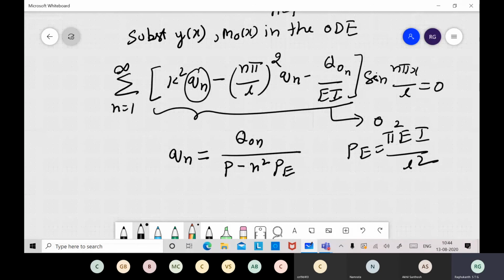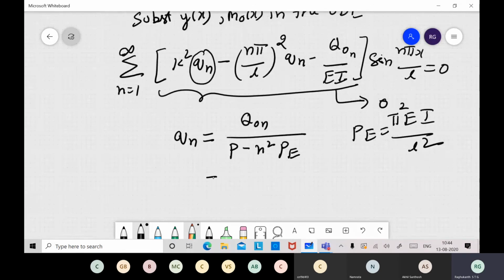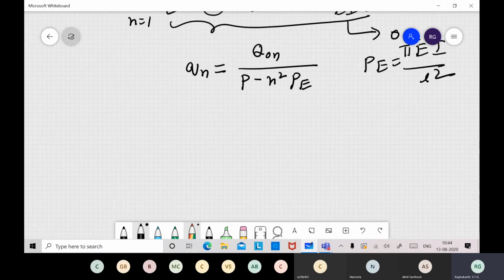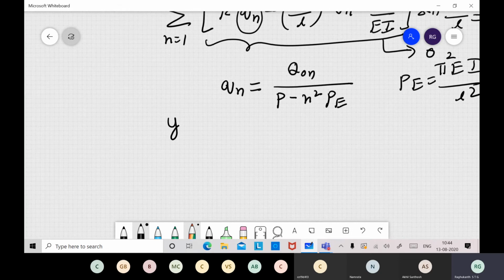Okay, so this is the load we get, and this is how we write these qn's here. Now, because of the lateral load, we already have an initial deflection y naught of x. That is for when P is equal to 0.